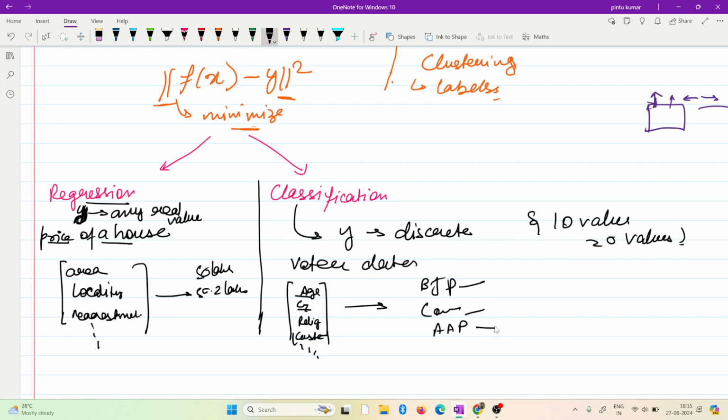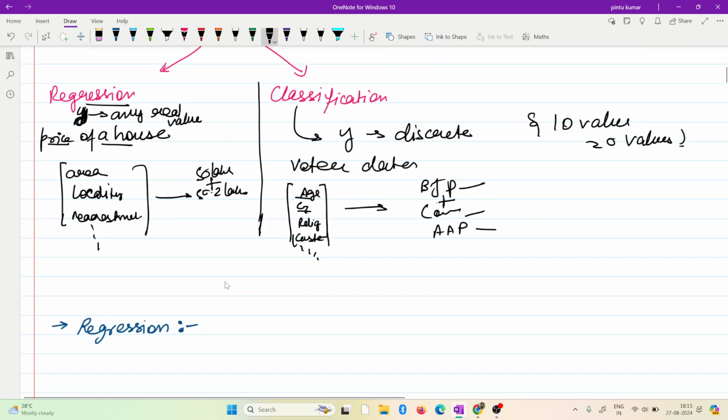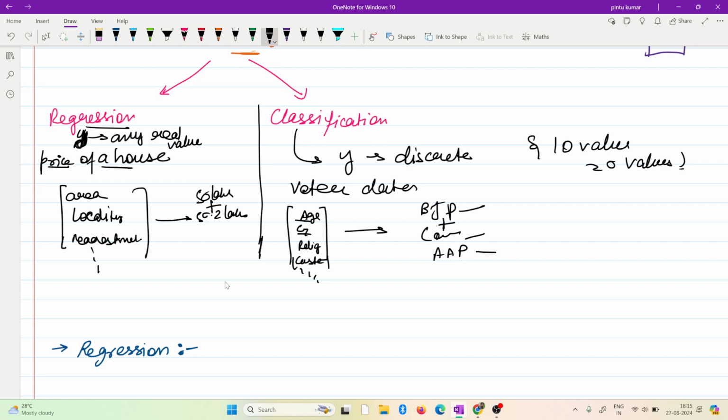So these values that you have are discrete in nature. These are not continuous. We can't vote for something between BJP and Congress. But the price can get a value between 50 lakhs and 50.2 lakhs. So this is the basic difference between regression and classification.